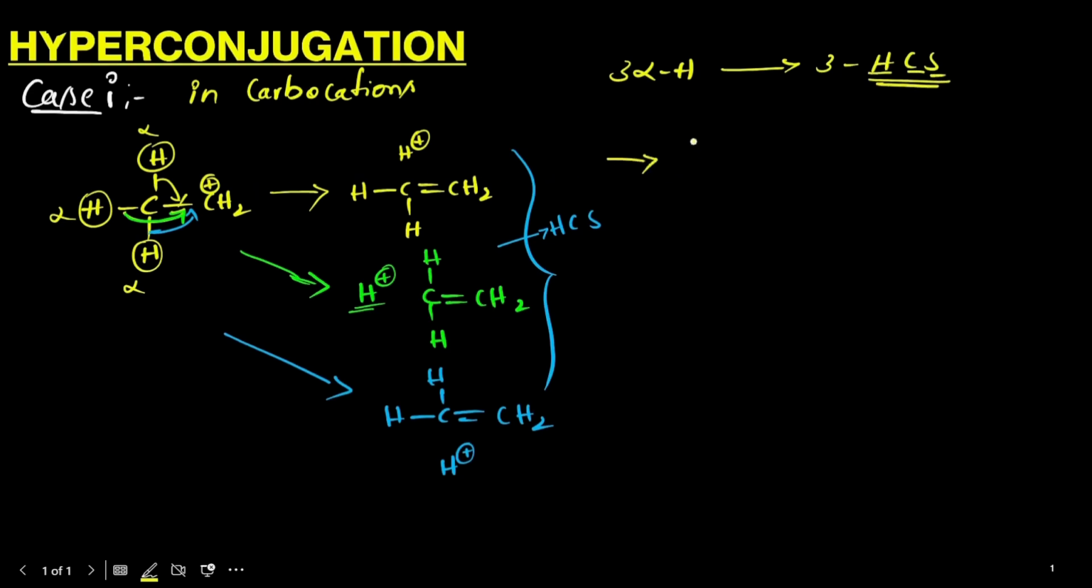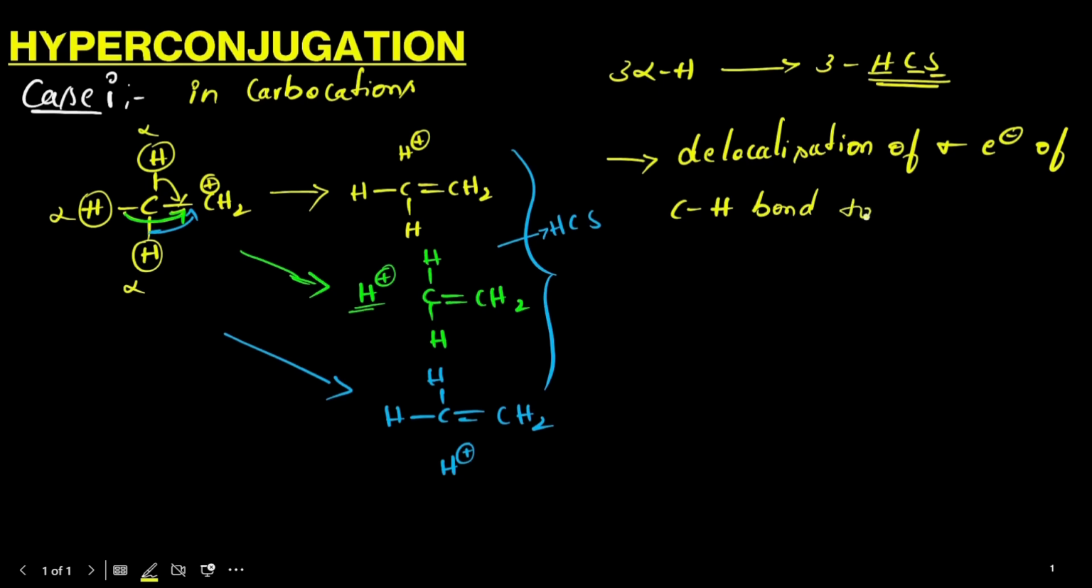So, in this case, delocalization of sigma electrons of carbon and hydrogen bond to the p orbital of the carbocation is taking place. Here sigma electrons are stabilizing the carbocation.